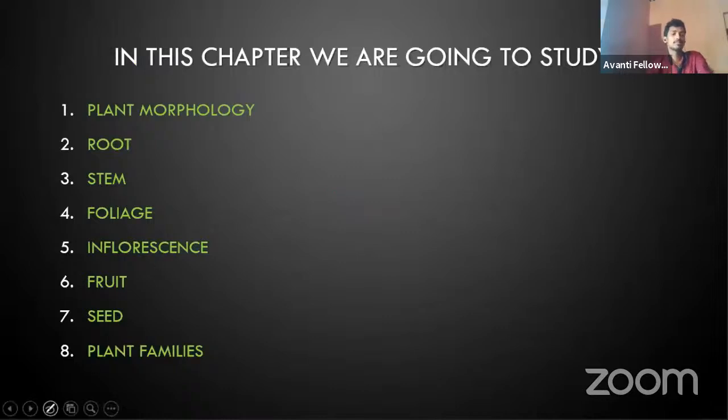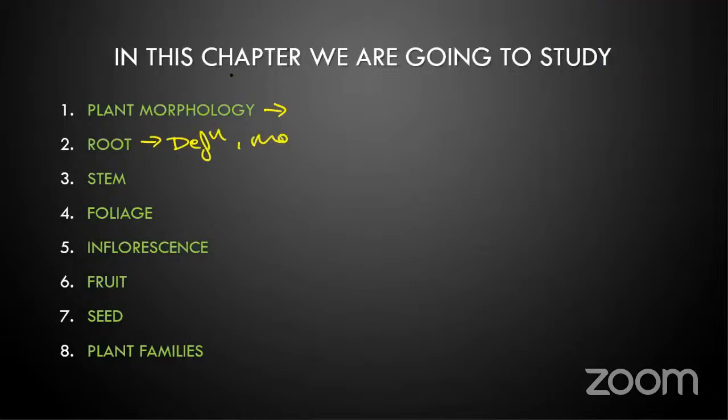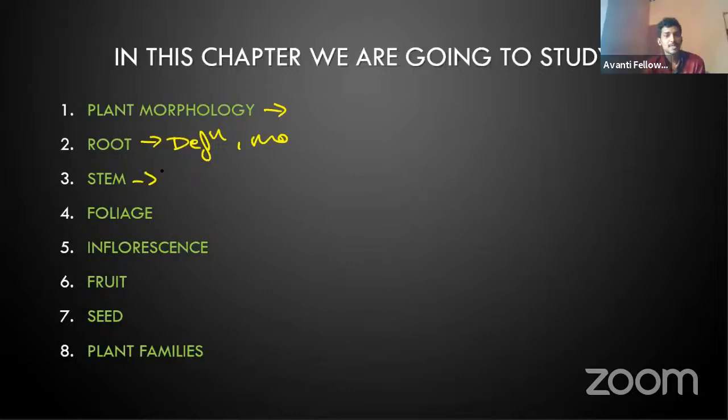So what are we studying in this particular chapter? In this chapter, we are going to study plant morphology. That means how the plant is, and what the root is, its definition and modification. The next one is the stem. What is the stem and what are its modifications? Okay. Foliage means related to leaf. Remember, whenever I use the term foliage, you have to think about the leaf, or structures which are related to the leaf.